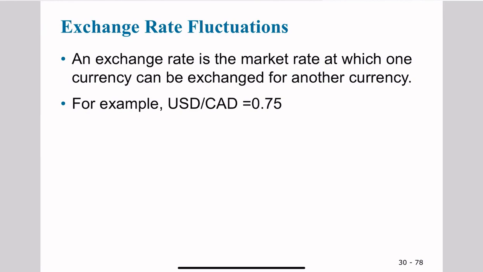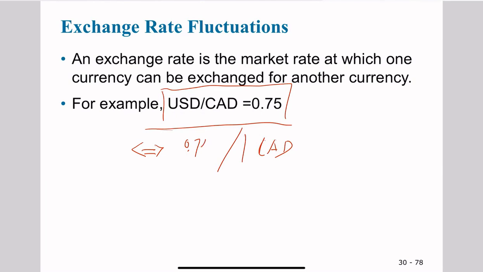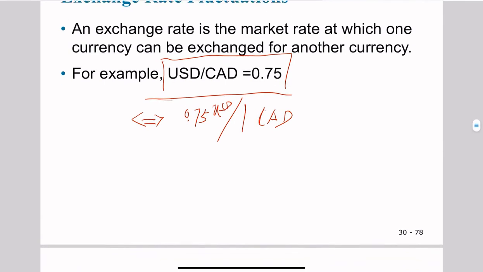So let's say you look at this, right? USD CAD equals 0.75. So this basically tells you that to exchange for 1 Canadian dollar, you have to pay 75 cents US dollars, right? Or you could say the price of 1 Canadian dollar is 75 cents in United States dollars, right? So this is equivalent to saying the price of 1 Canadian dollar is 0.75 US dollars.